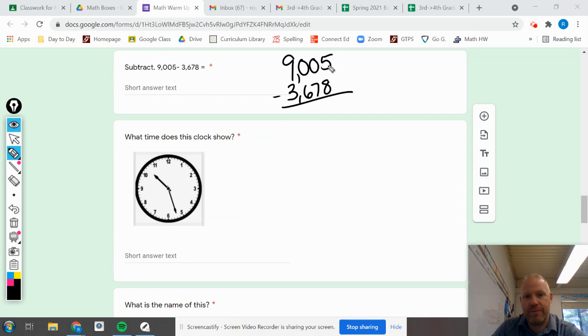And we can't take 8 from 5, so we have to borrow. But here it's called borrowing across zeros. We have to skip the zeros and go all the way till we find a number that we can borrow from. So we borrow from the 9, it becomes an 8. The 0 becomes a 10. You have to borrow from the 10, it becomes a 9. This becomes a 10 again, and that changes to a 9. And then you have your 5, which changes to a 15.